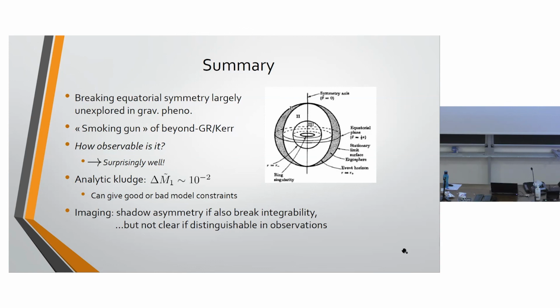So when integrability breaks, the shadow becomes asymmetric. Can you observe the Lyapunov exponent? Okay, yeah. So the Lyapunov exponent, I think the most obvious place to observe this in images is in how the ring thicknesses change. Right?